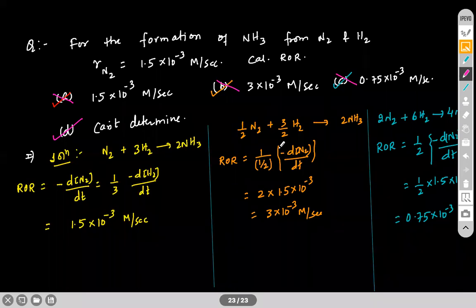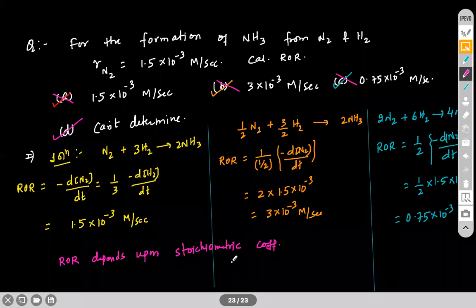Now I'll tell you what is the logic behind this, why this cannot be determined. I have told you one thing, that the rate of reaction depends upon what? Stoichiometric coefficient. Okay, now you see, these are very important and very good examples which you can understand.